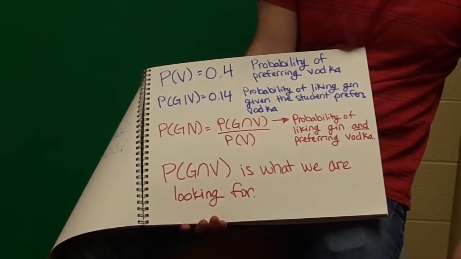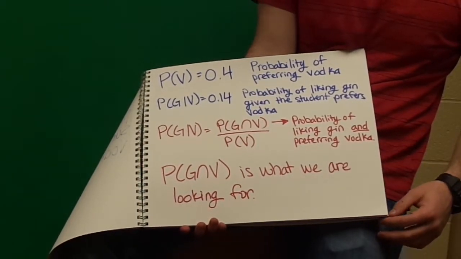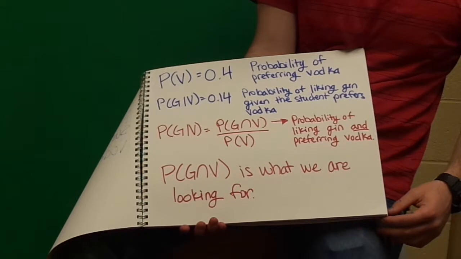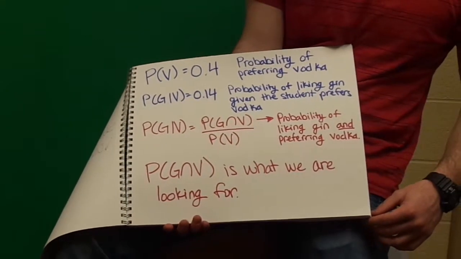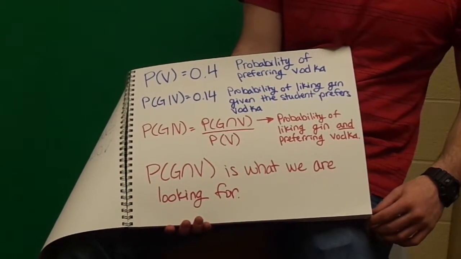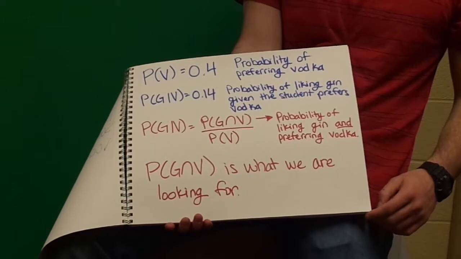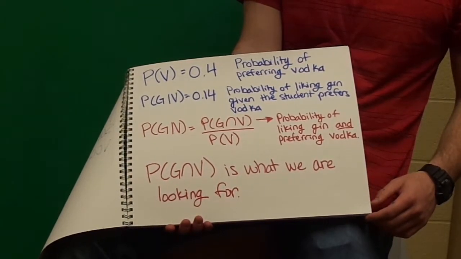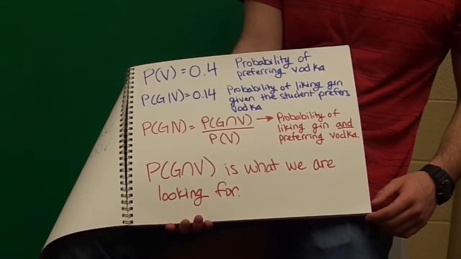The probability of preferring vodka is 0.4. The probability of liking gin, given that the student prefers vodka, is 0.14. Probability of liking gin, given that the student prefers vodka, is equal to the probability of liking gin and preferring vodka divided by the probability of preferring vodka. The probability of liking gin and preferring vodka is what we are looking for.